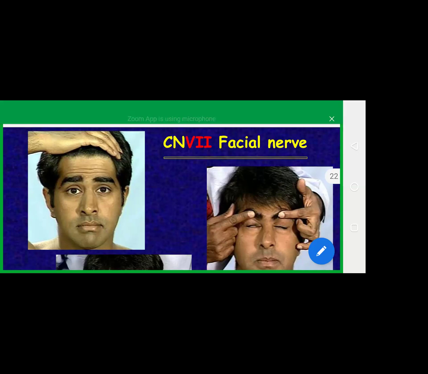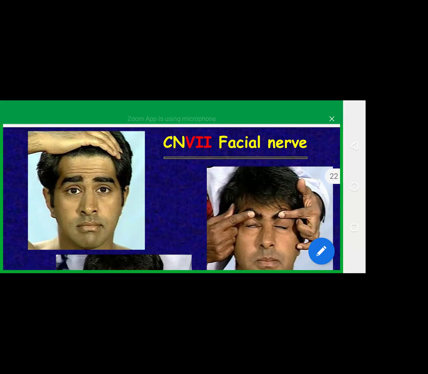So again, now when we look at this image on the right side, what they have told this patient is to try to close the eyes. The patient will close the eyes very tight, and you try to use your index finger to pull the upper eyelid up. Any patient with an intact facial nerve, you won't be able to open the eyes.